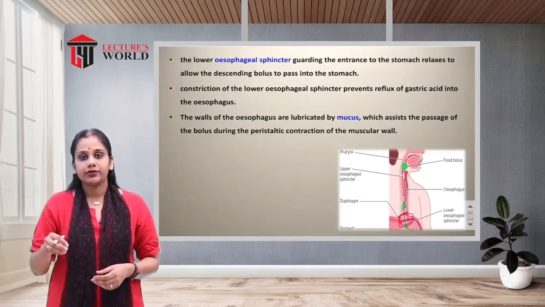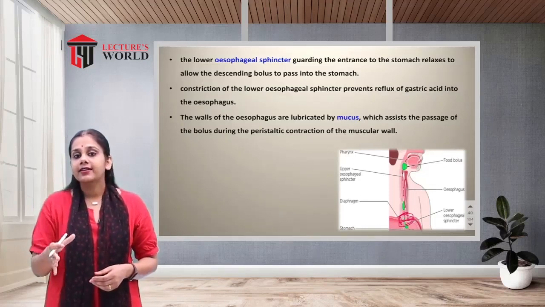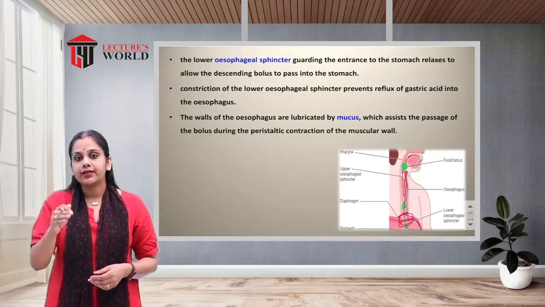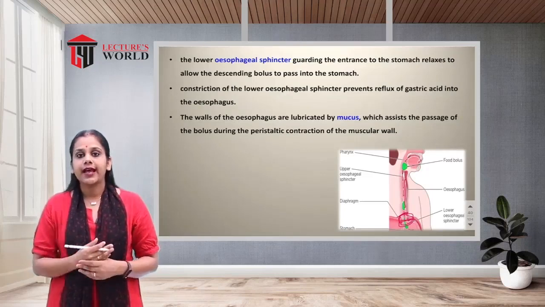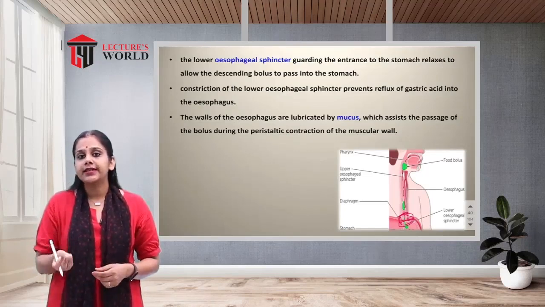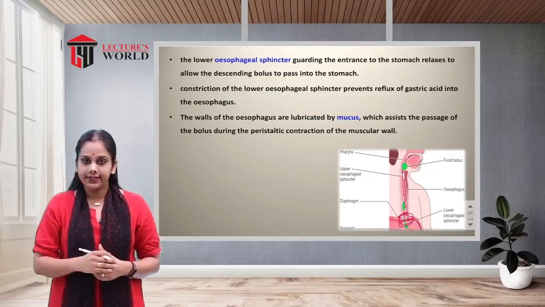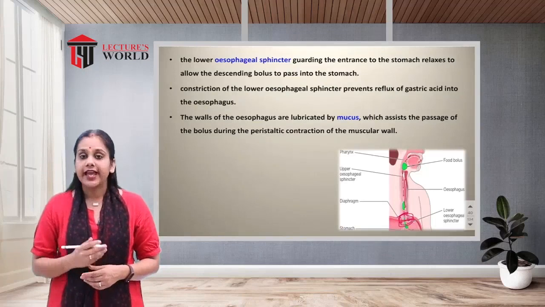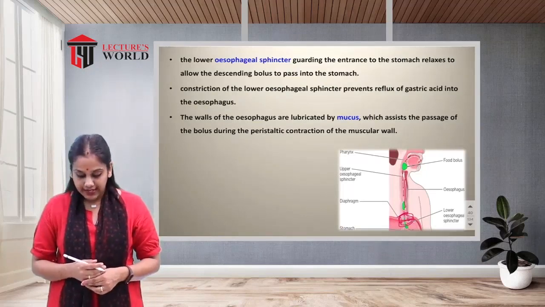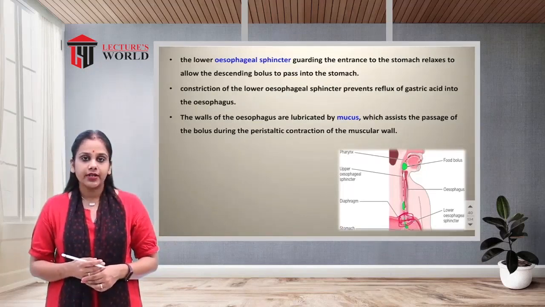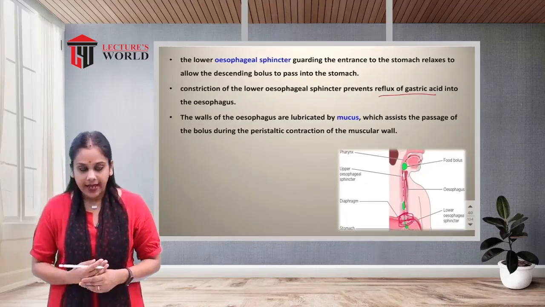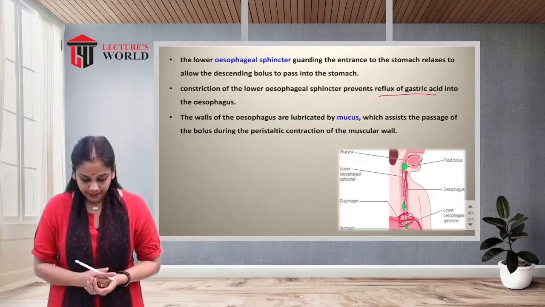When food enters the stomach, the valve is relaxed. And when there is no food passing from the esophagus into the stomach, the valve is closed. So it helps to stop regurgitation and backflow into the esophagus. So constriction of the lower esophageal sphincter prevents the reflux of gastric acid into the esophagus. It is helpful against reflux of gastric acid back into the esophagus.